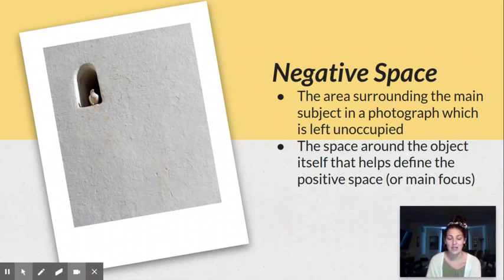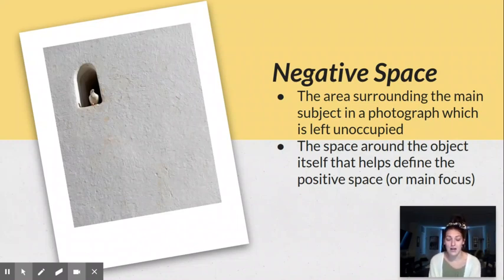Okay, negative space. So negative space is an easy way to create minimalistic photographs, if you've ever heard that word. They kind of hold a more dramatic impact on the photo. Having large spans of empty space can really draw the viewer in. Meanwhile, it holds a strong emotion. So right here, there's a lot of negative space. So the area surrounding the main subject, which is this pigeon, is left unoccupied, and the space around the object helps define the positive space. So the main focus of this picture is the pigeon in the hole in the wall.